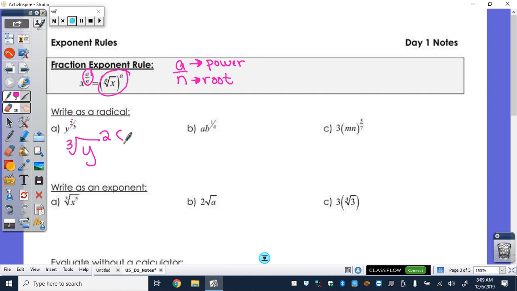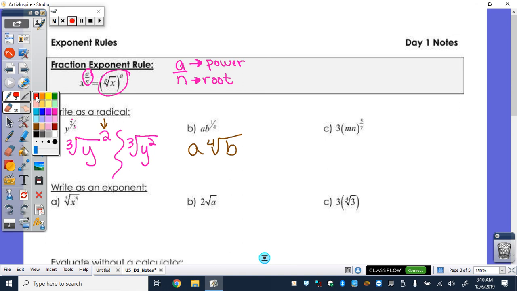Now, you could also put the squared under the radical. It doesn't really matter where that part goes. But generally, I have found it's easier if you take the root first and then raise it to the exponent afterwards. So I always tend to put it on the outside. But our next one, a is just simply to the first power, but for b, it's the fourth root of b to the first power. And again, remember, we don't have to write those exponents of 1 there. For c, we've got 3 times the 7th root of mn to the 5th power.